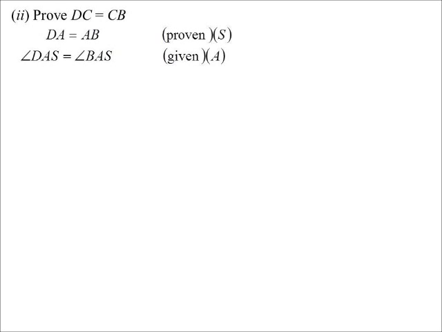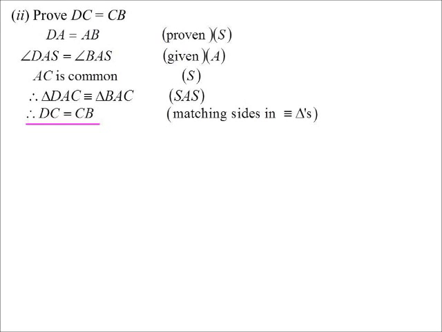Now they want us to prove DC is equal to CB. Alright, well we've just proven DA is equal to AB, so I have a side. If I now look at the larger triangles, DAS and BAS, again they were the given angles, and AC is common to the two larger triangles there. So AC is common, so this time I have side, angle, side. And so again, matching sides in congruent triangles.